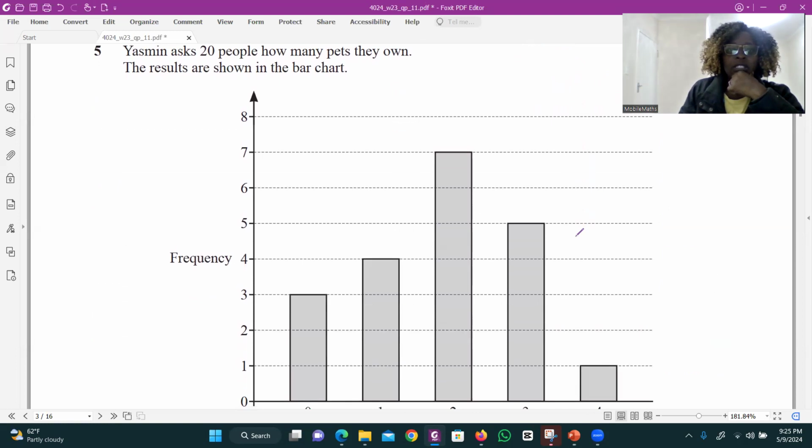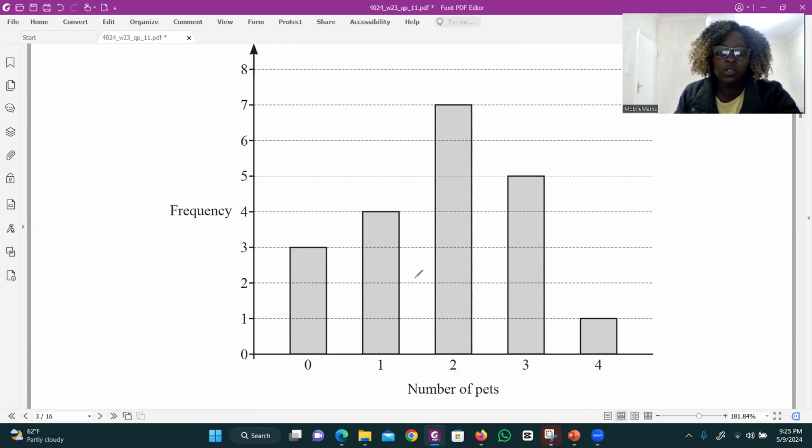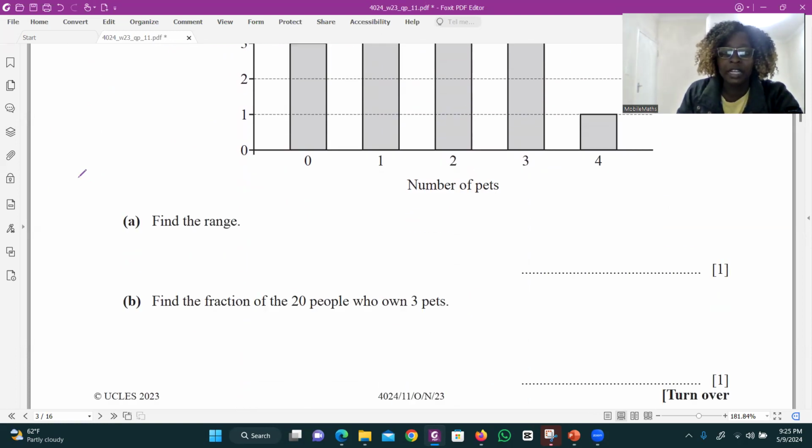Let's move on. Now, we have got a question that is saying, Yasmin asked 20 people how many pets they own. The result is shown. So what we must know is that we are dealing with 20 people. That is very, very important. Find the range.